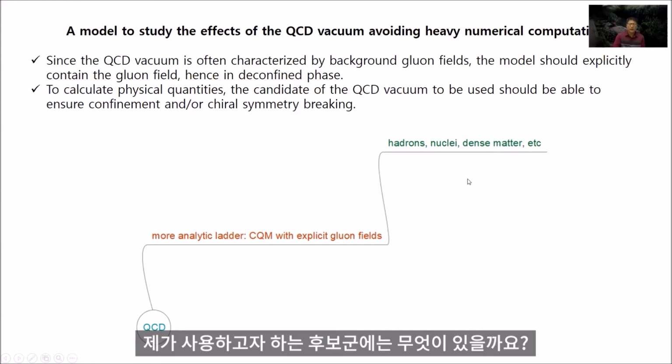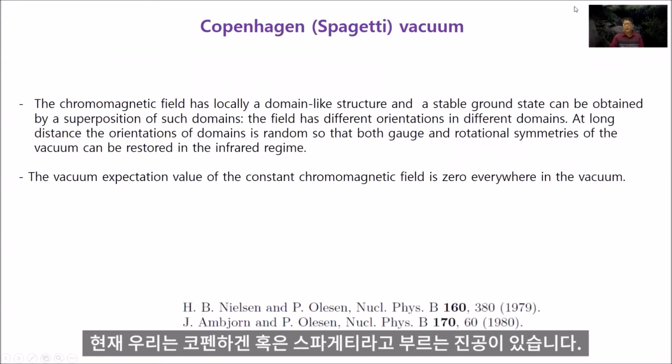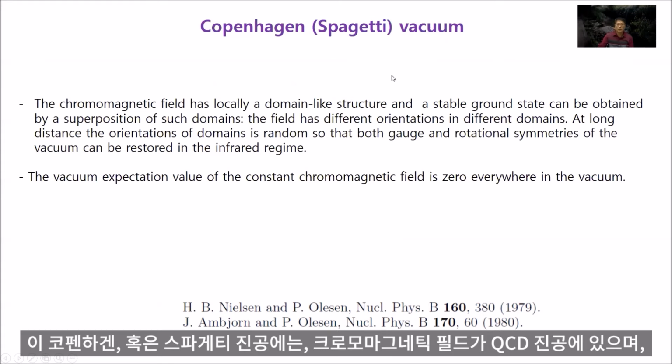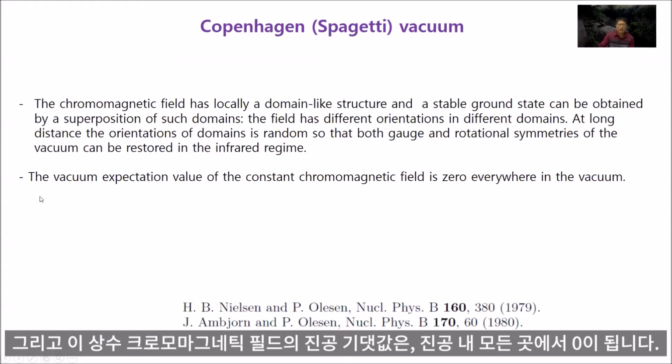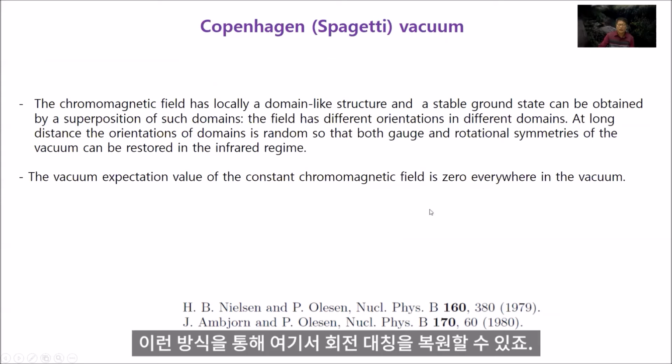So what is the candidate that we are going to use? For the moment, we are going to use the vacuum called the Copenhagen or spaghetti vacuum. In this Copenhagen or spaghetti vacuum, you have a constant chromomagnetic field in the QCD vacuum, and the expectation value of that constant chromomagnetic field is 0 everywhere in the vacuum. This way, in fact, you can restore rotational symmetry.